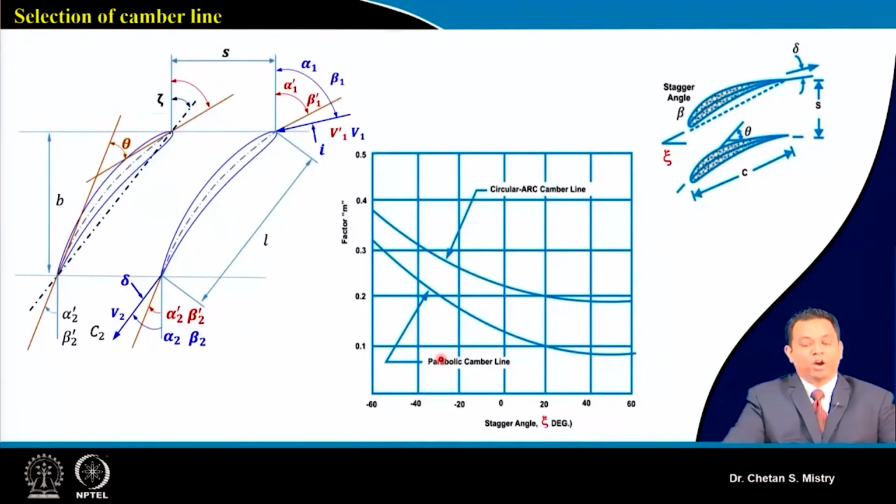Okay. Now if you recall, we were discussing the calculation of my factor M. This factor M is what we use for the calculation of our deviation angle. Okay, so this represents my circular arc camber line, and this represents my parabolic arc camber line with different stagger angles. So we will be calculating our M factor based on that.